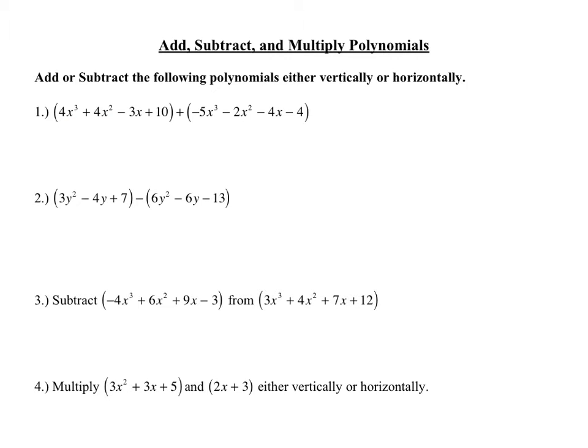So in my first polynomial, I have a 4x cubed. And I'm going to add that to a negative 5x cubed because they are the like terms. When I add 4 plus negative 5, I'm going to have a negative x cubed.